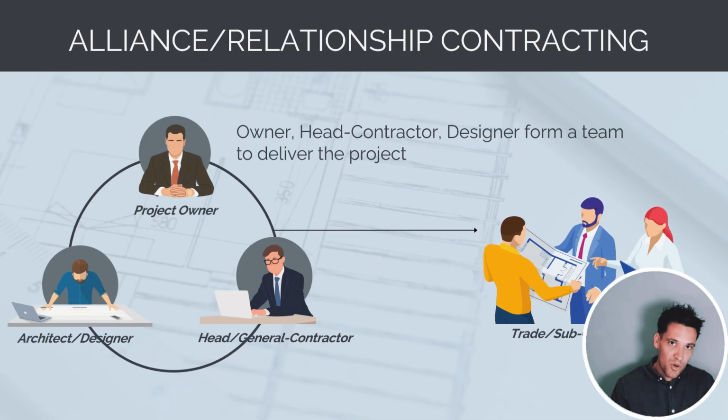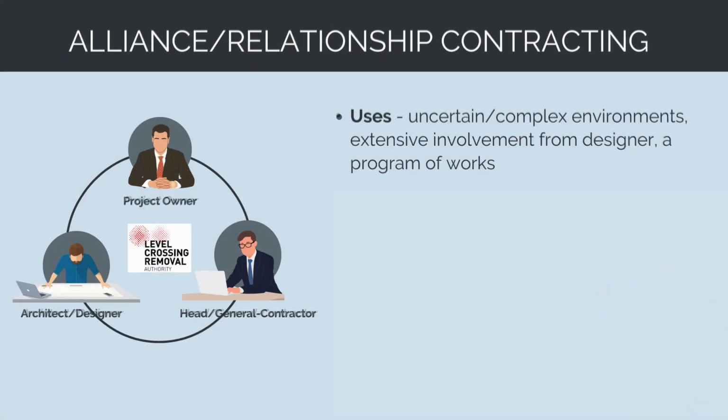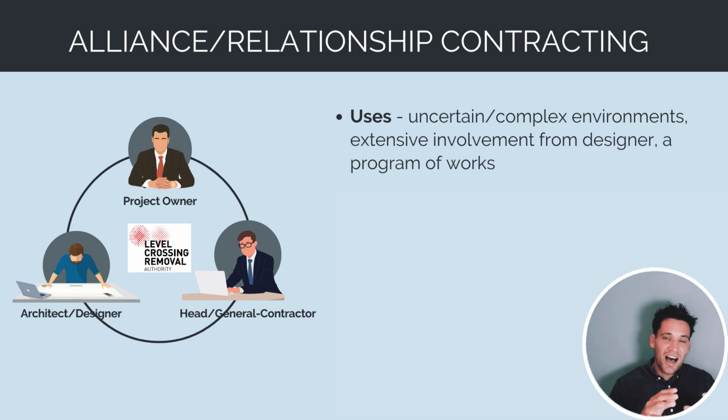A similar model to managing contractor that's structured slightly differently is the alliance or relationship contracting model. This is where the owner, the head contractor, and the designer form a team to deliver the project. So they form an integrated project team, and then they manage the trade and subcontractors together. This model is used in uncertain, complex environments where there's extensive input needed from the designer.